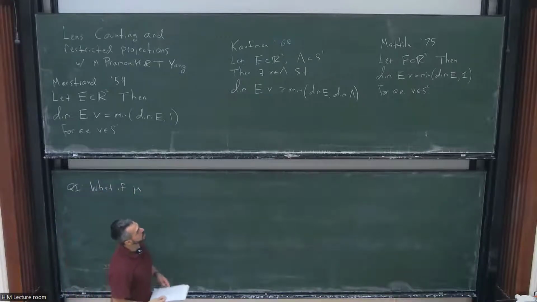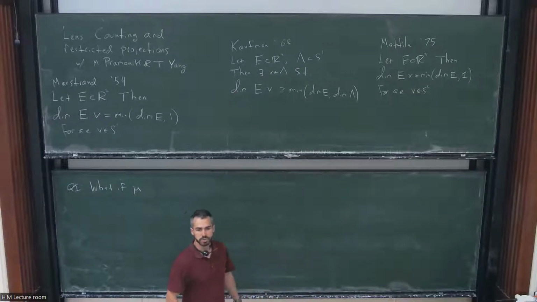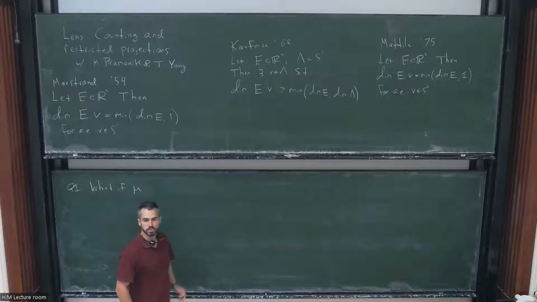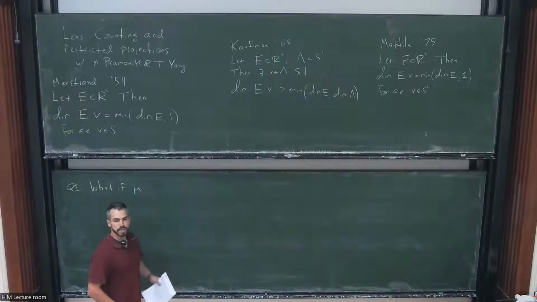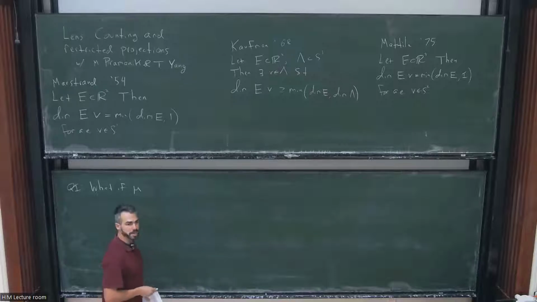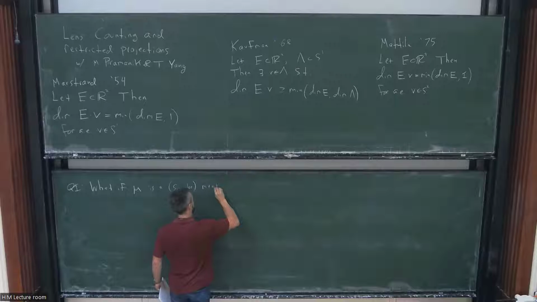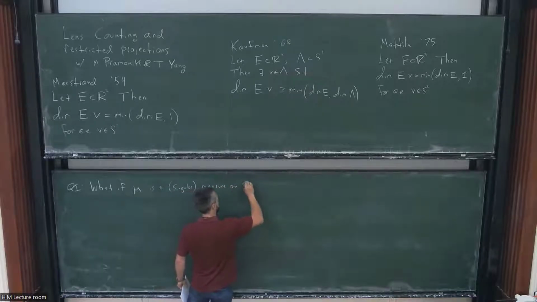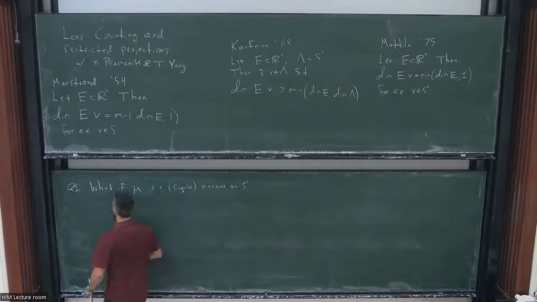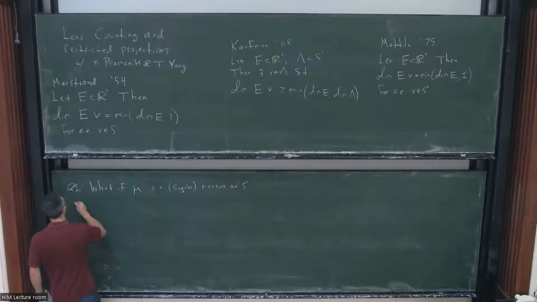instead of taking, so when I say for almost every point in S2, I'm taking the usual surface measure on S2, or normalized, if you will. But what if I take some other measure on S2, maybe a measure which is singular with respect to surface measure? So what if mu is a singular measure on S2? Can we hope for a Mattia style result to hold?